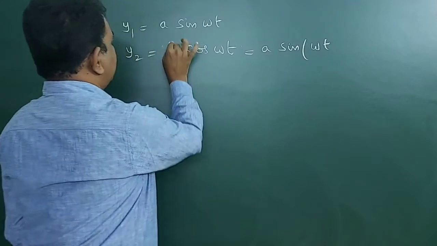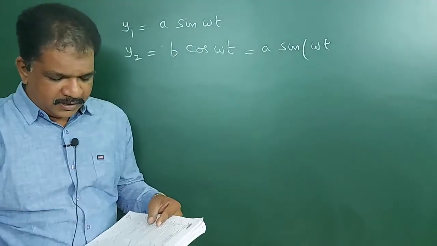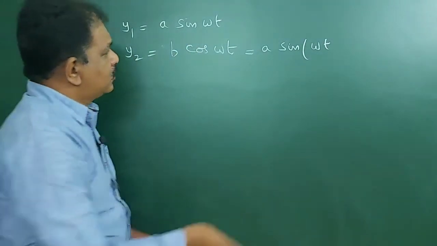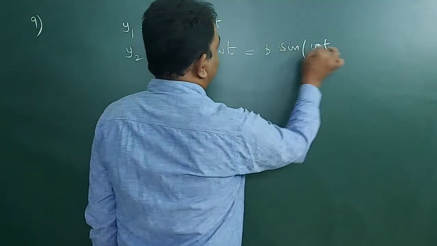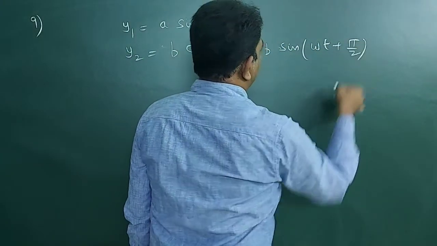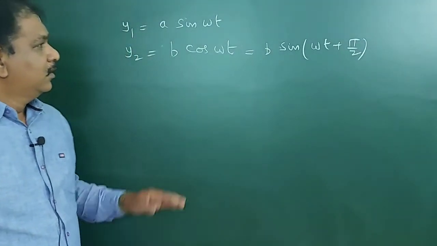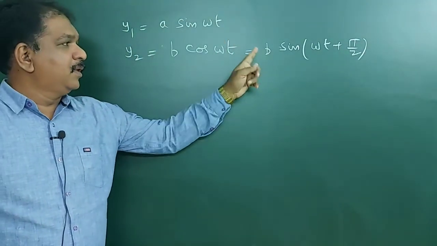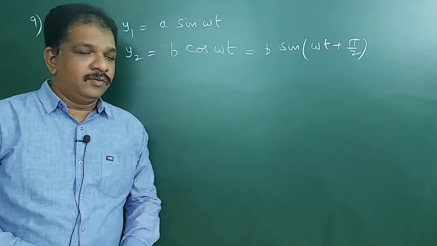No, this is b, na? b cos omega t. So this will be b sin(omega t plus pi by 2). Okay, the phase difference between these two will be pi by 2.